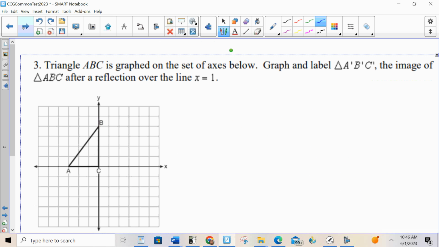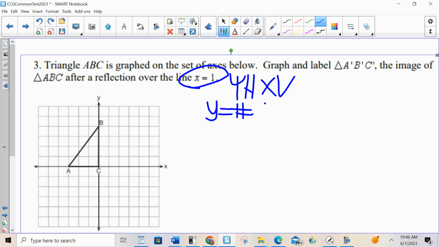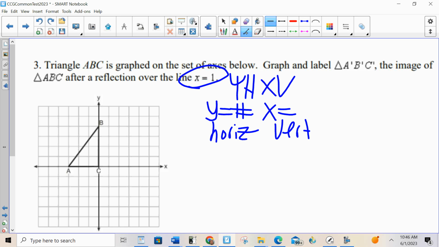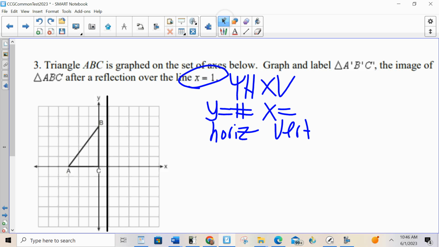To do a reflection, we count to what we're reflecting over. X equals 1. Well, Yancey has X-ray vision. Y equals a number is a horizontal line. X equals a number is a vertical line. That's going to come up in multiple topics. So X equals 1 is a vertical line at 1. A little bit off. Let's fix that.